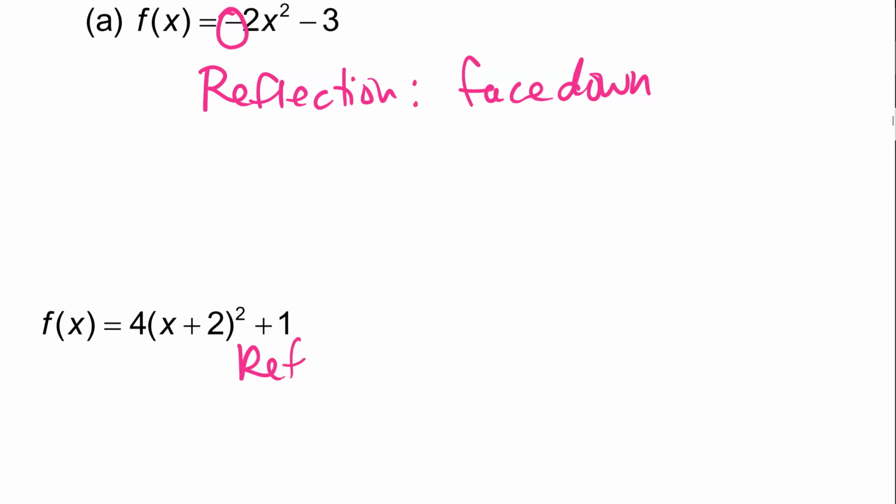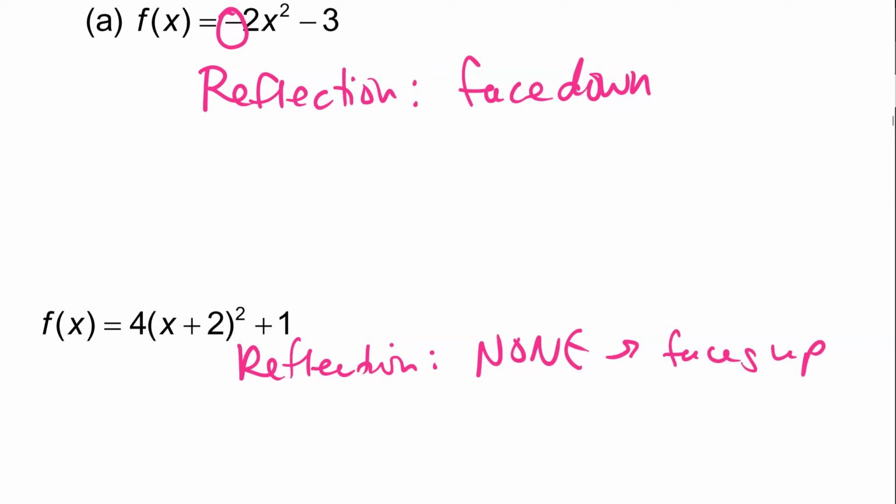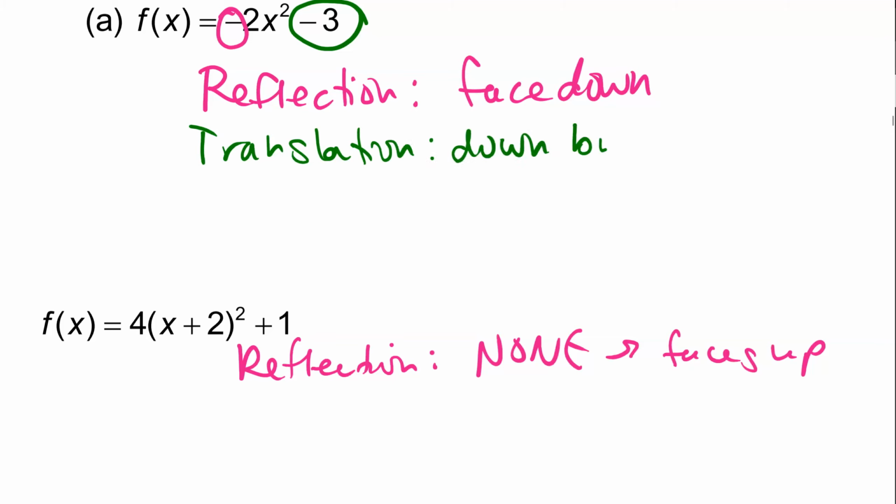So no reflection. My graph faces up, so it actually is not reflecting. Okay, now let's talk about the easier part. What is this -3 doing? It's moving it downward, and it's called a translation. Translation, you're just sliding it. Our translation is down by 3.